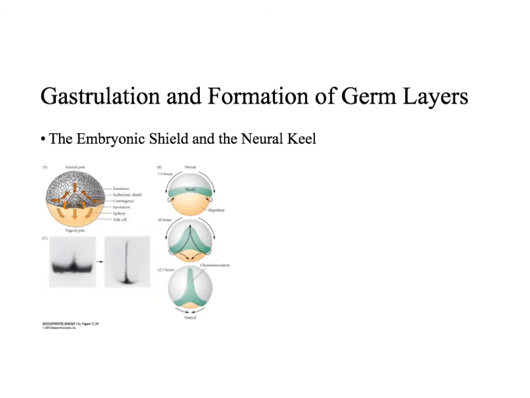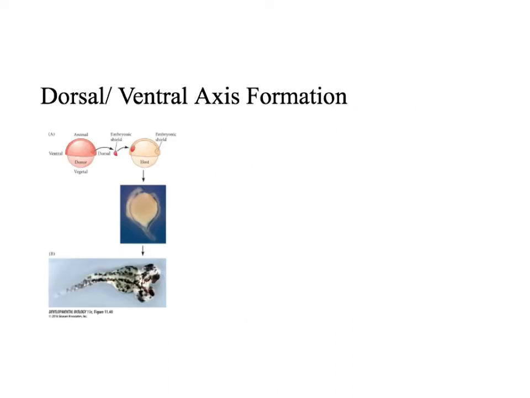So gastrulation is a pretty active process. During this process, the embryonic shield serves as the organizer. So this shield, the organizer, is emitting signals that, over the course of time, transform the embryo into something more recognizable. After the formation of the three basic germ layers from gastrulation, dorsal-ventral axis formation ensues.